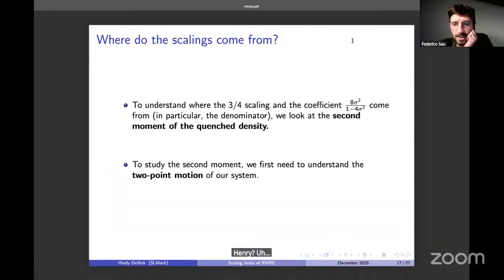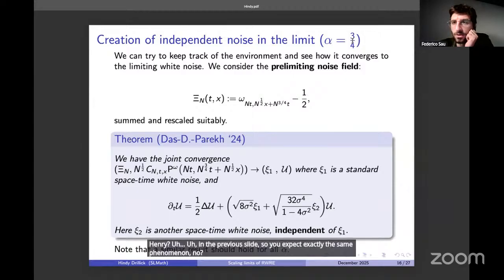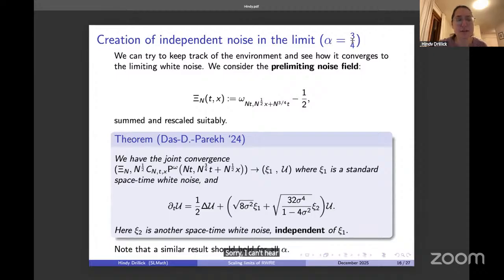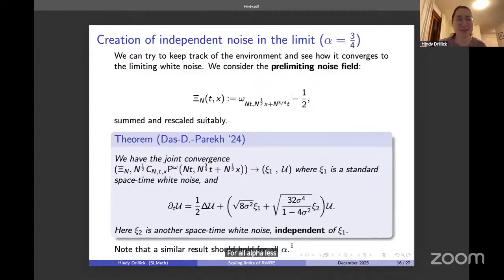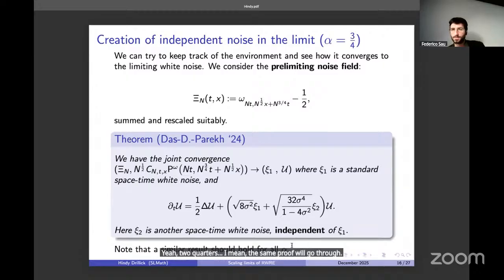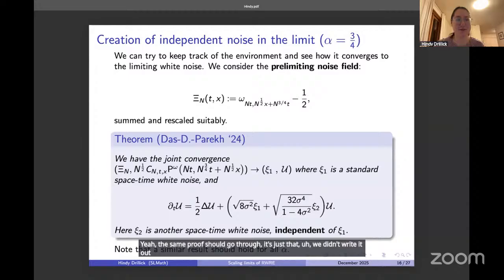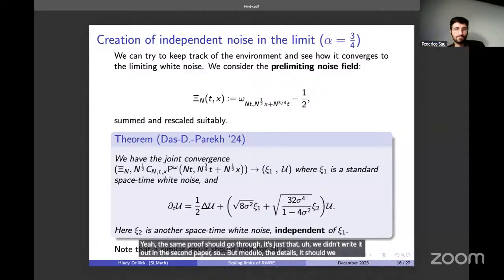In the previous slide, so you expect exactly the same phenomenon, no? Also for alpha smaller than 3/4. Sorry, I can't hear. We expect? No, you expect the same. For all alpha less than 3/4. Yeah, the same proof should go through. It's just that we didn't write it out in the second paper. So, but okay. Modulo the details, that should be true.